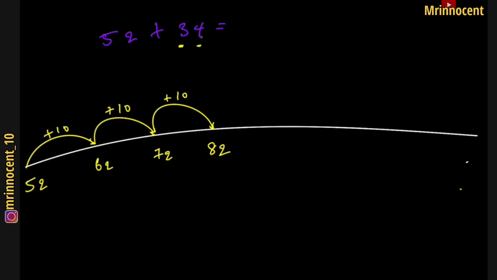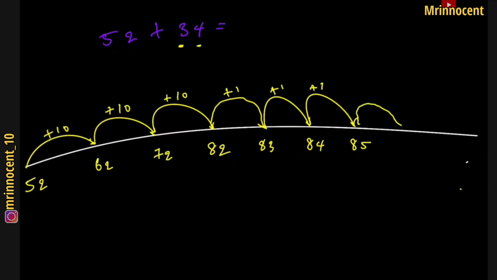You now jump ones 4 times. You have plus 1, have 83, plus 1, have 84, jump plus 1, have 85, plus 1, have 86. So your answer is 86.